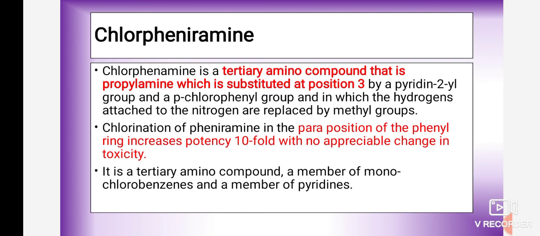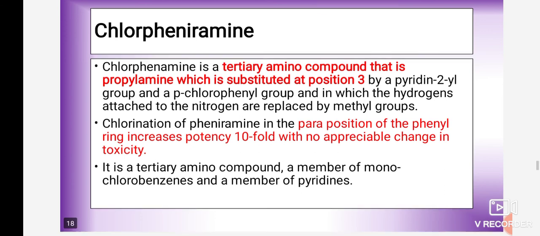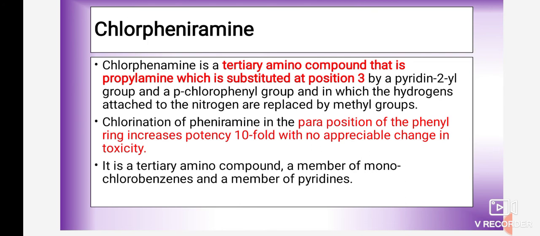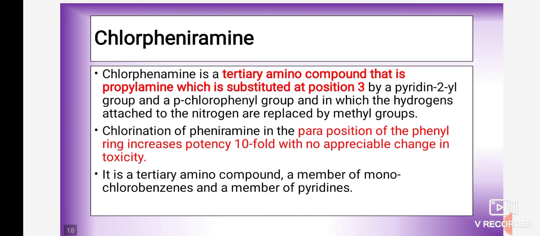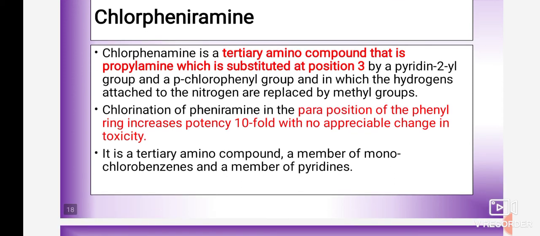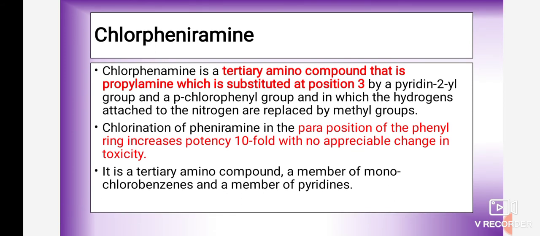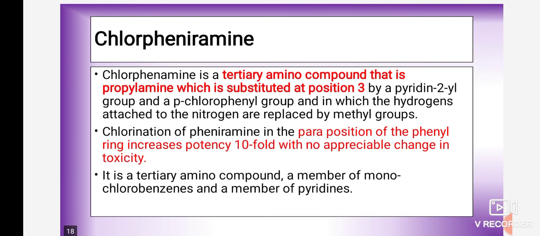Chlorination of pheniramine at the para position of the phenyl ring increases the potency tenfold with no appreciable change in the toxicity. This is a very important point. What is the difference between chlorpheniramine and pheniramine? In pheniramine there is a hydrogen at the para position of the phenyl ring, which is replaced with a chlorine group, and due to the chlorination of pheniramine, the newer drug which came into existence is chlorpheniramine, having increased potency. So the important points are that there is a tenfold increase in potency, and no appreciable change in the toxicity.